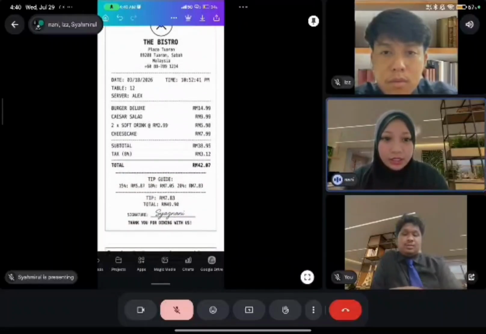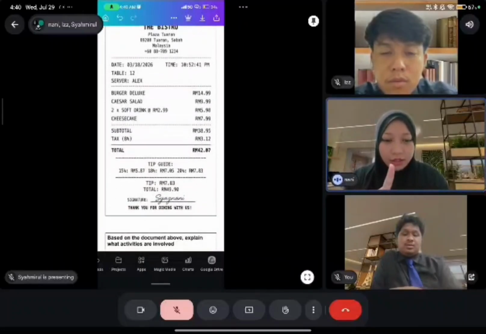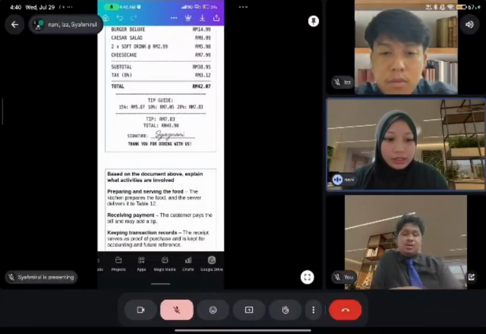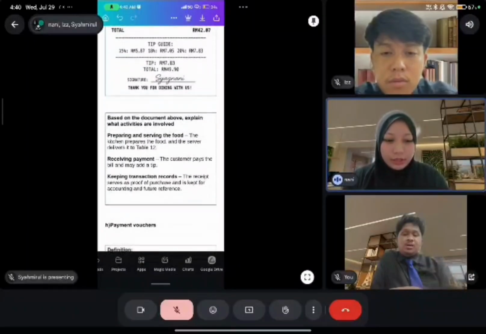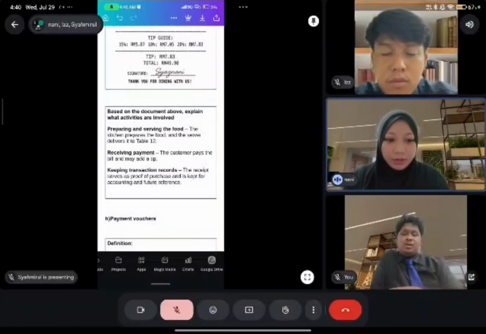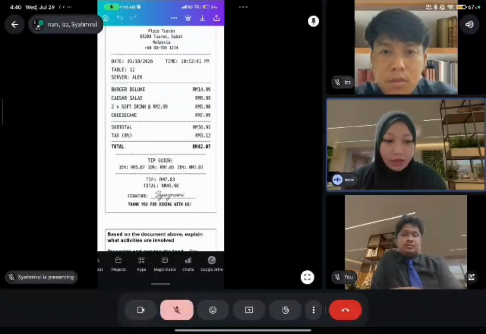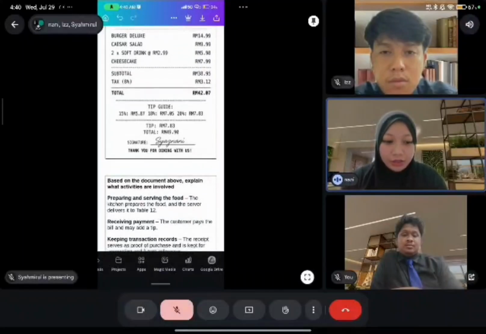What we can see, this is an example document. Looking at this actual example, this receipt is from the bistro at Plaza Tuaran. It clearly shows the time, table number, items ordered, price, tax, total amount paid, and the signature of the person who received payment.